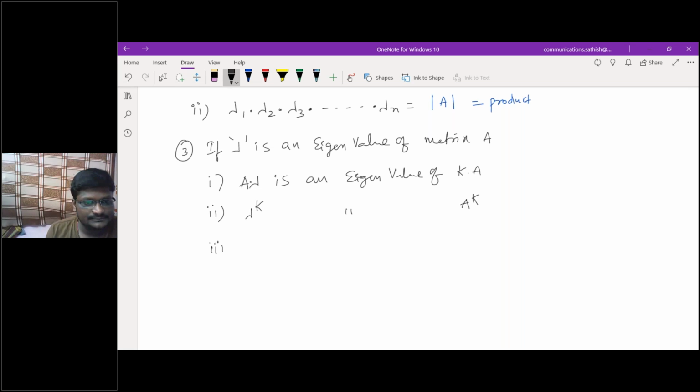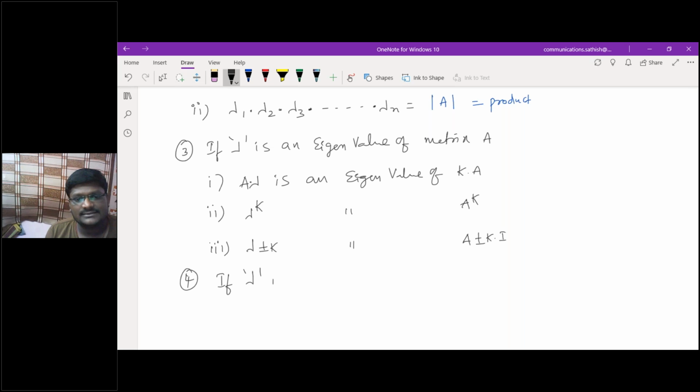Then similarly, next one: lambda plus or minus K is an eigenvalue of A plus or minus K into I. Nothing I'm doing here. Wherever I have the scalar values, I'm just multiplying with an identity matrix. Ax is equivalent to lambda x. The vector is the same, the matrix is A, and the scalar value will be lambda. Nothing more than that I'm doing there. Clear now? Getting what I'm saying? Yes, sir.